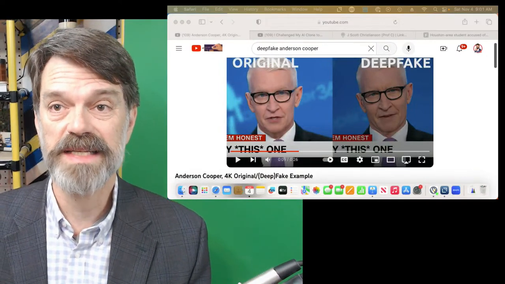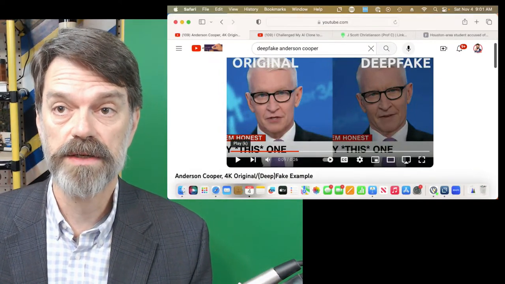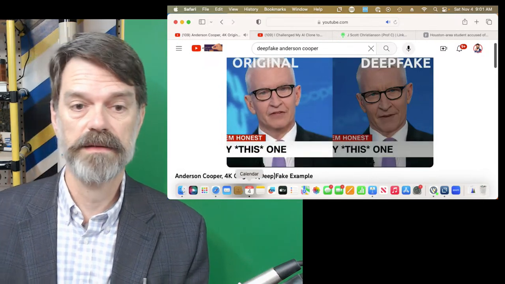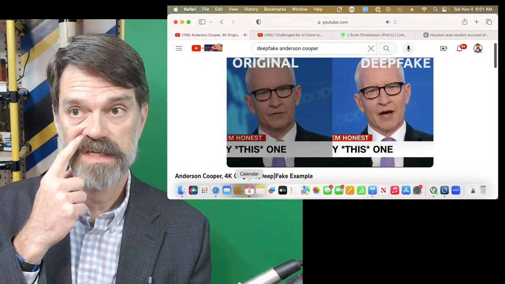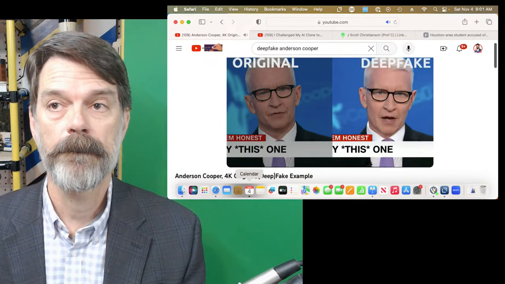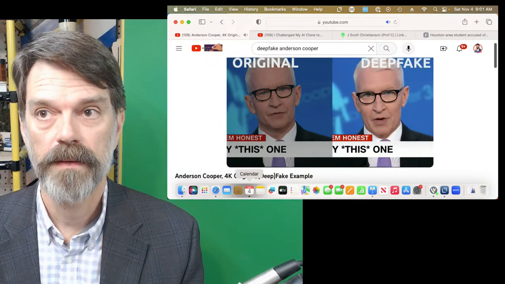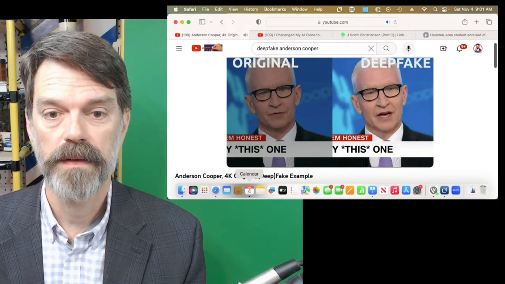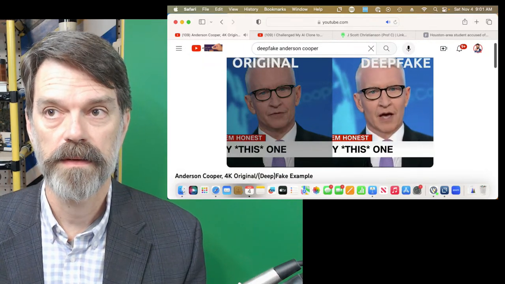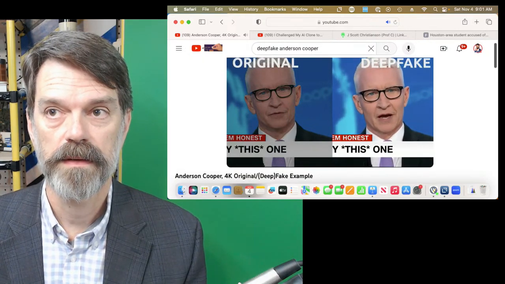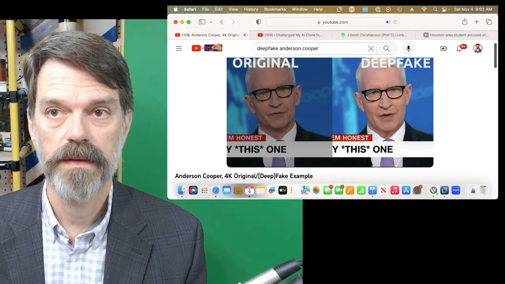This is an example of Anderson Cooper being deepfaked. Okay. This is a deepfake example of what is possible with powerful computer and editing. It took around 72 hours to create this example from scratch using extremely powerful GPU. It could be improved with more computing time, but 90% of people cannot tell the difference.